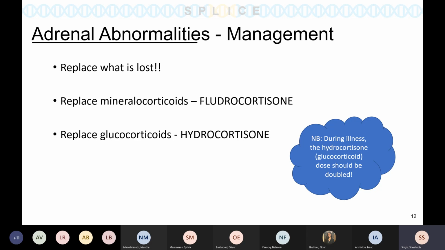Lovely. So the management. It's relatively simple management. Replace what's lost. So you've got mineralocorticoids and glucocorticoids produced by the adrenal glands, and you want to replace that with fludrocortisone and hydrocortisone. Note here that during an illness, so like sick day rules, the hydrocortisone should be doubled. So the dose of steroids whilst you're ill should be doubled.